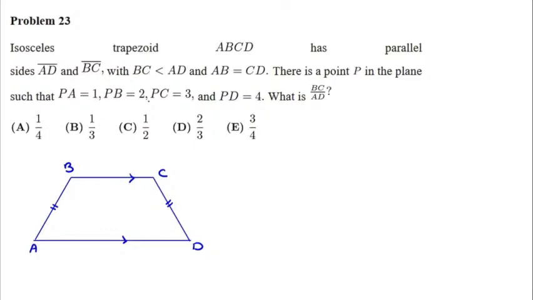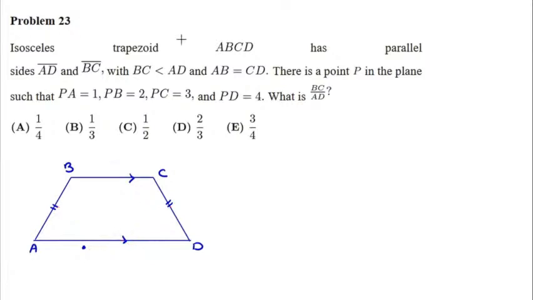Such that PA is 1, PB is 2. So let me tell you something. To find approximately a good place for P, if you draw the perpendicular bisector, each point here is equal distance to B and A. So because PB is 2, greater than this, P should be below this line. And if you draw the perpendicular bisector of CD, because PC is 3 and PD is 4, PD is greater, it should be on top of this line. So let's consider, for example, this point.